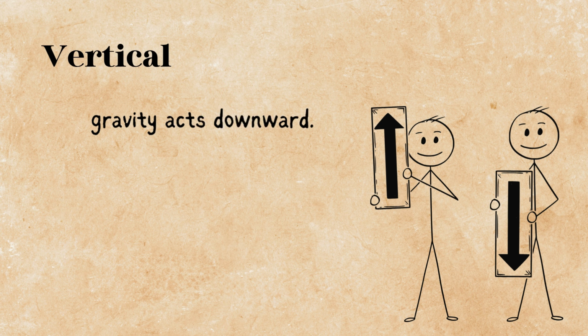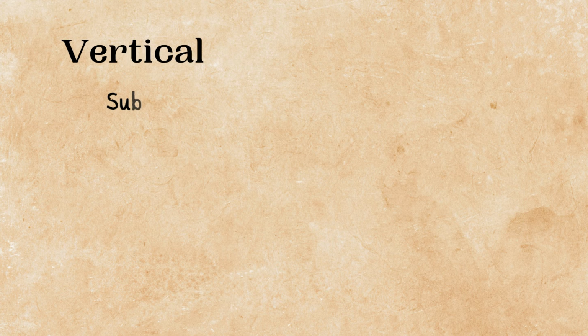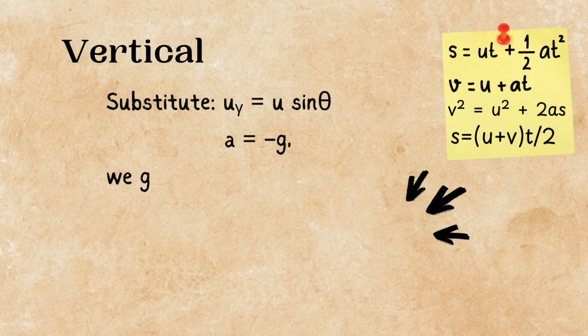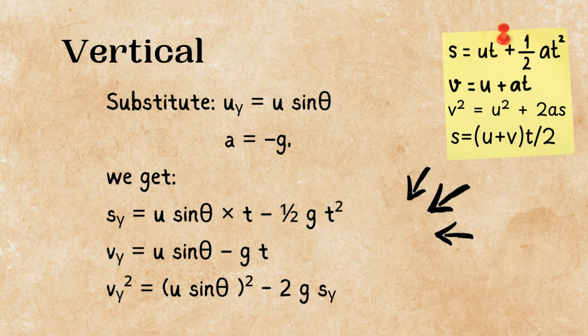In vertical direction, the story is different. Now we have gravity. We have a force. This force makes acceleration for us. This acceleration is g, almost 9.81 meters per second squared. But direction is downward. We have to consider direction here. And we have the initial velocity that is u sine theta.